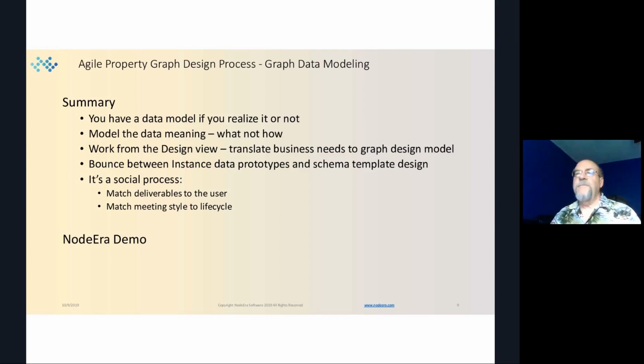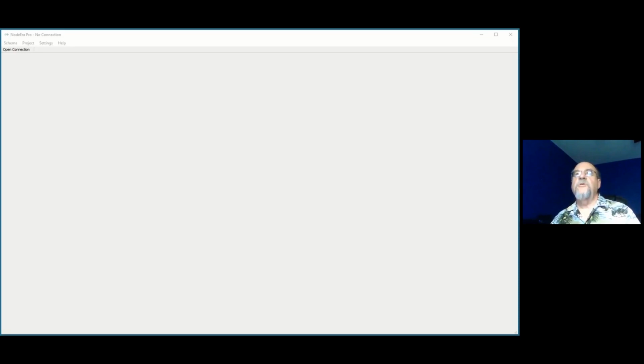Okay, so I'd like to do a really brief demo here. We've got a few minutes, and I want to show you in action how you can do this data prototyping, this instance data prototyping, and then switch over to template designs. And so the use case here is very simple. We're just going to model an order that has line items. Very simple example.